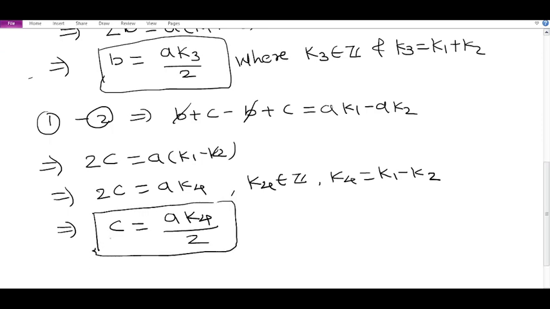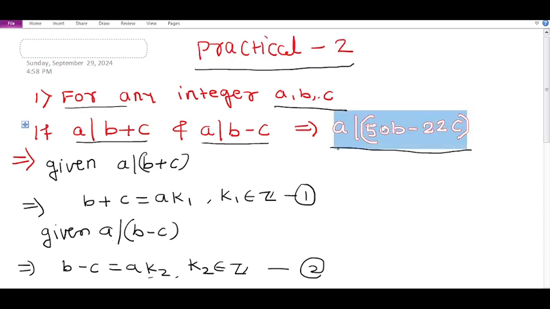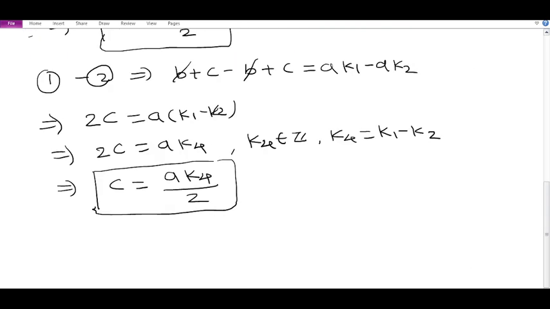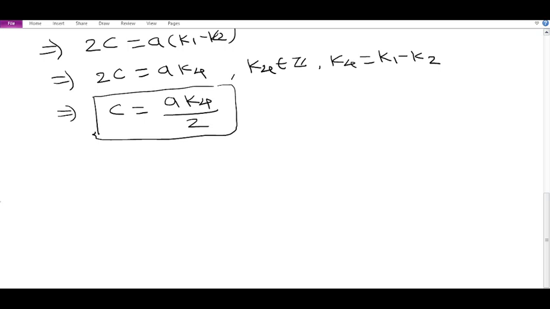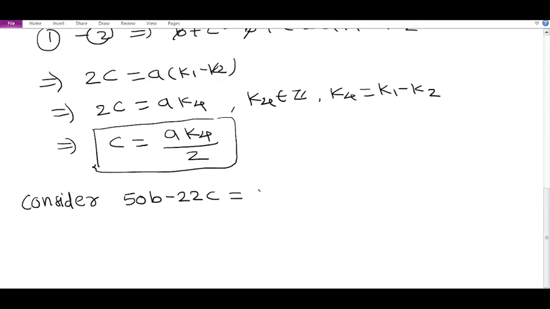Now, this is the value of b and c. Now I want to show that 50b minus 22c is divisible by a. So that is, we want to show that it is a multiple of a. So consider 50b minus 22c. Now put the value of b. What is the value of b? It is equal to a k3 by 2. So this is equal to 50 a k3 divided by 2 minus 22 a k4 divided by 2.